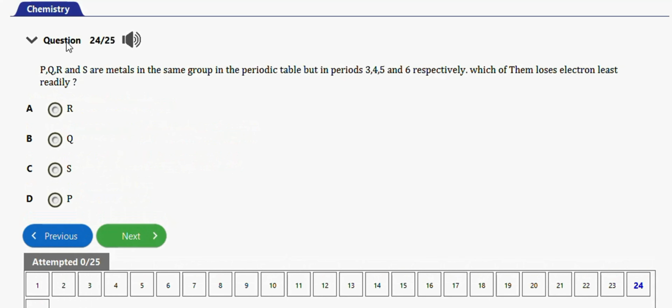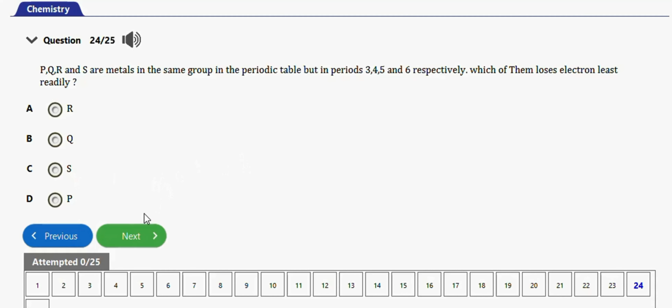It says P, Q, R and S are metals in the same group in the periodic table, but in period 3, 4, 5, and 6 respectively. Which of them loses electron least readily? So it will be the one in period 6. So which value? X value, option C.